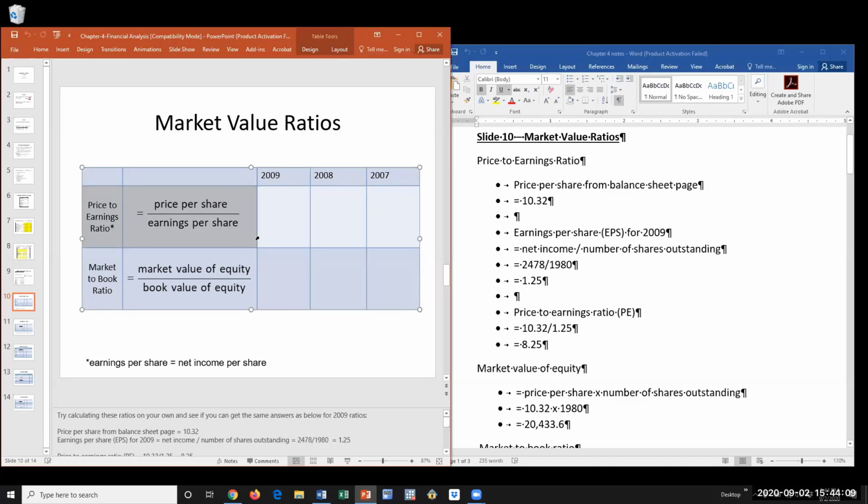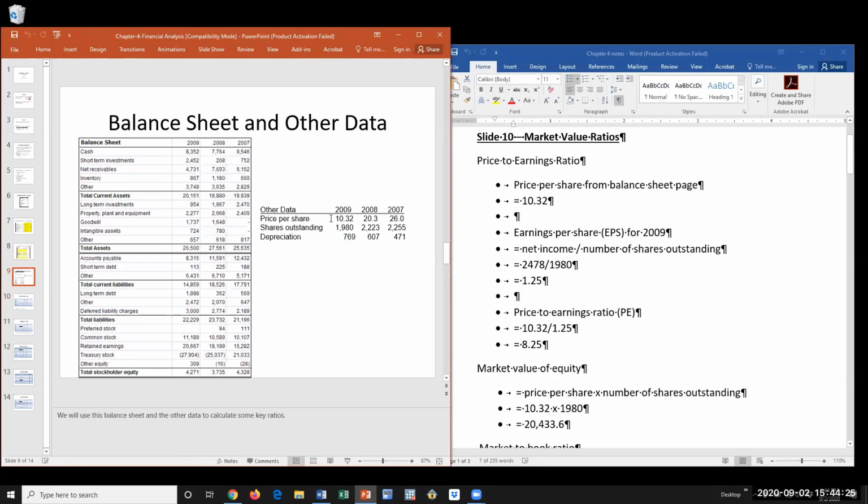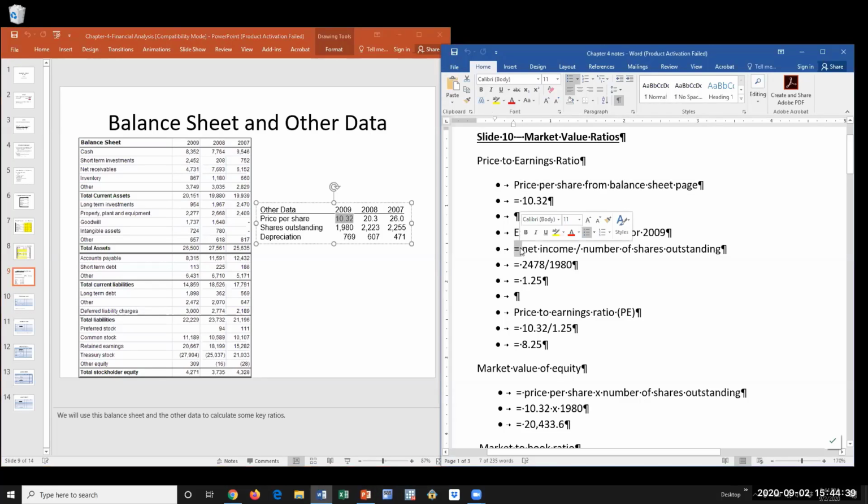So let's take a look at an example of how to calculate this. Basically, it's price per share, and we get that price per share from the balance sheet page. Normally it's a stock quote, but in the slides I put it on the balance sheet. So here's the price per share, 1032, and then we need to divide that by the earnings per share. Now, earnings per share may not always be available, so sometimes you have to calculate it, and you calculate it by taking net income and dividing it by the number of shares outstanding.